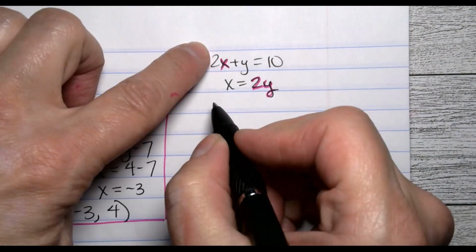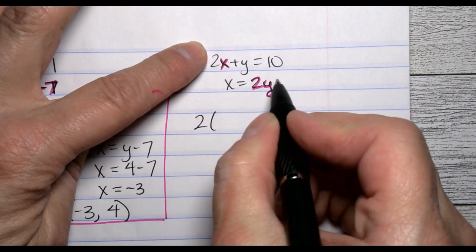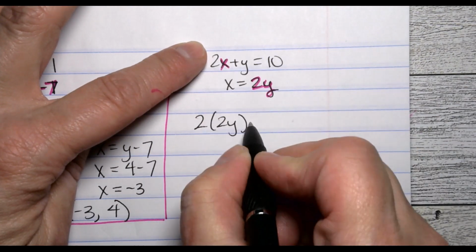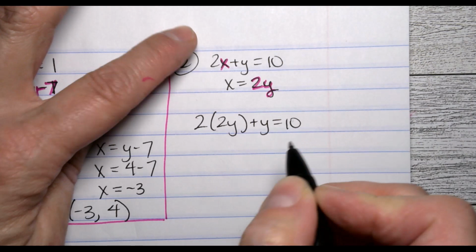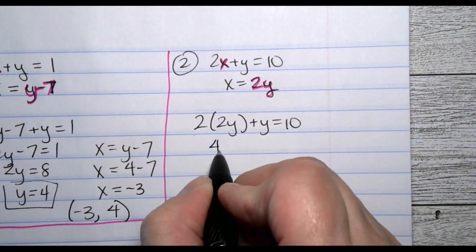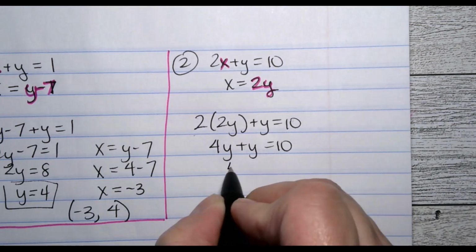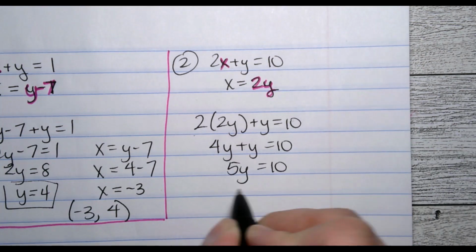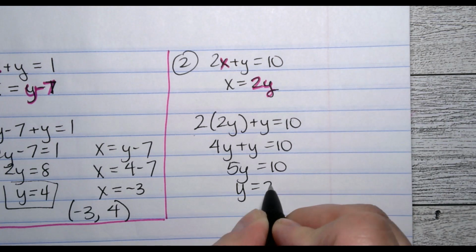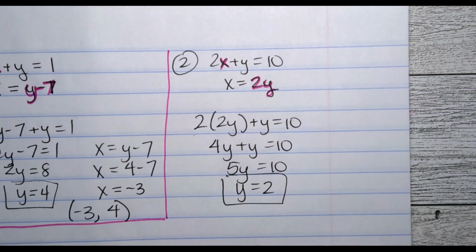So we take that first equation, 2 times, and instead of writing x, we write 2y, plus y equals 10. 2 times 2y is 4y, plus y equals 10. 4y plus y is 5y, that equals 10. Divide both sides by 5, y equals 2. Yeah, I am going fast. Pause if you need to.